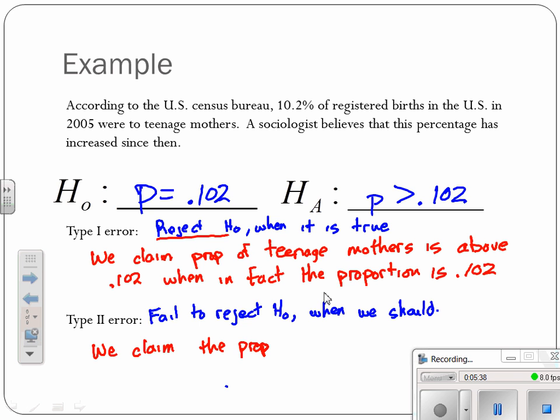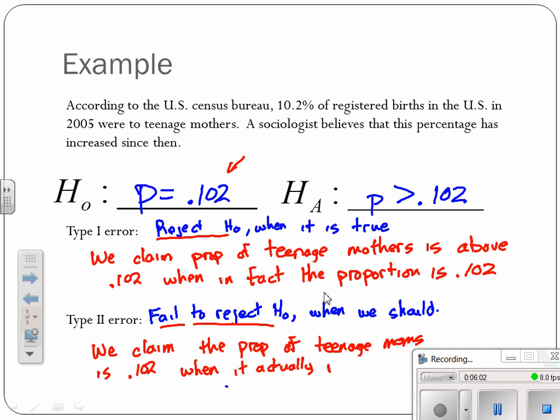That means that we would claim the proportion of teenage mothers, if we fail to reject the null, that means we think that's true. So we're going to claim the proportion of teenage moms is 0.102, when in fact, when it actually is above 0.102.